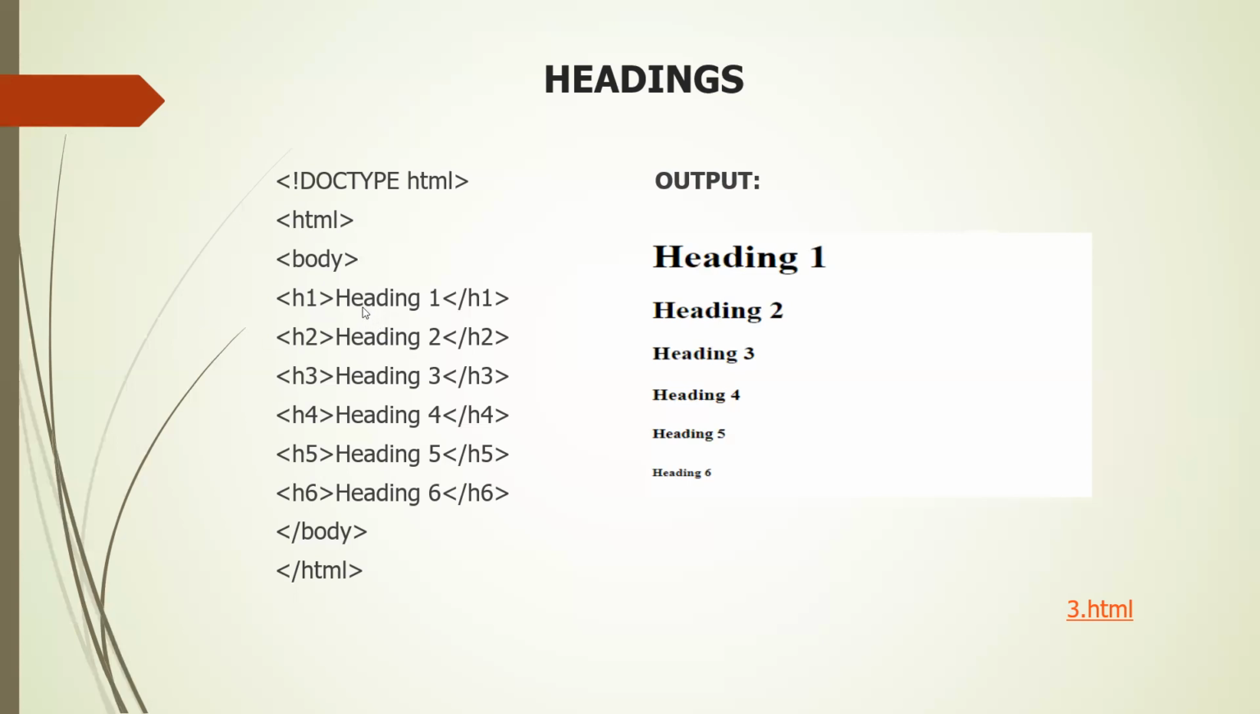And for all the headings, we give messages like heading 1, heading 2, heading 3, heading 4, heading 5, and heading 6. When you save this code with a .html extension and run it, you will get the following output in the browser. So you can see the difference. Heading 1 is bigger compared to all others. Heading 6 is very small compared to all the rest.